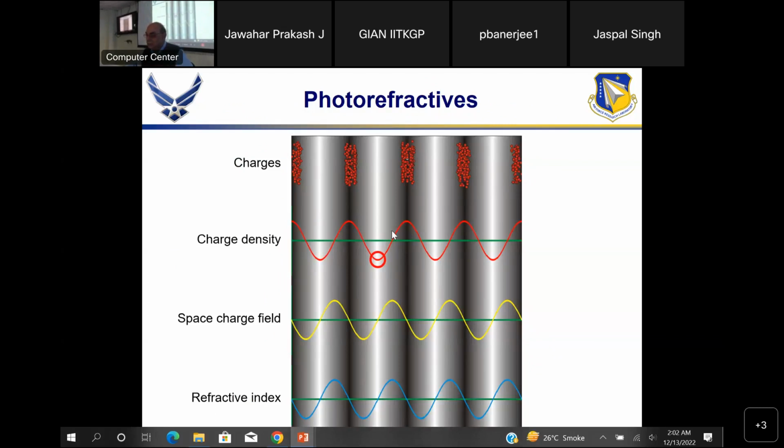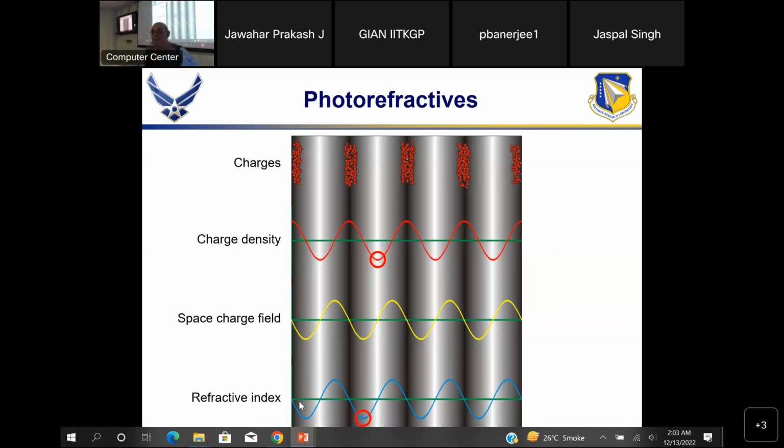This charge density generates what's called a space charge field through Gauss's law, right? Make sense? Remember what Gauss's law is? The gradient of the electric field equals the charge density. So that means the electric field is the integral of the charge density, right? So if this pattern happens to be like a cosine pattern, the space charge field will be like a sine pattern, right? Which is an important thing to remember, because this space charge field, of course, modulates the refractive index through the electro-optic effect.